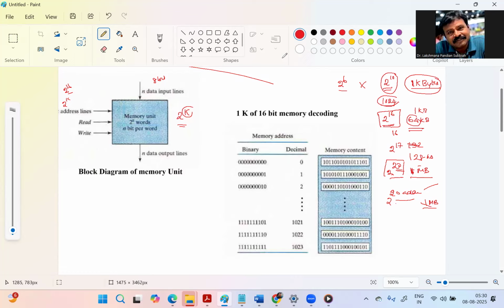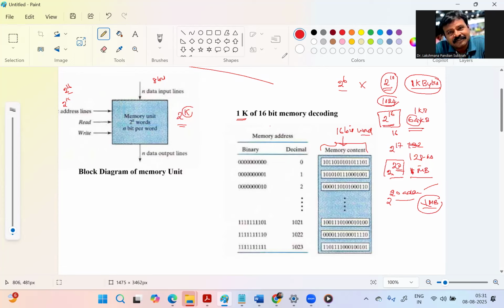Suppose we have 1 MB and 1 GB. 1 GB is 2 power 30, and we can determine the address lines like that. Now see here: a 1 kilo memory with 16-bit data. The data here is 16-bit, not 8-bit, so 2 bytes together. The memory content is 16-bit, so that is 1 word with 16-bit length. This is the word we are storing.